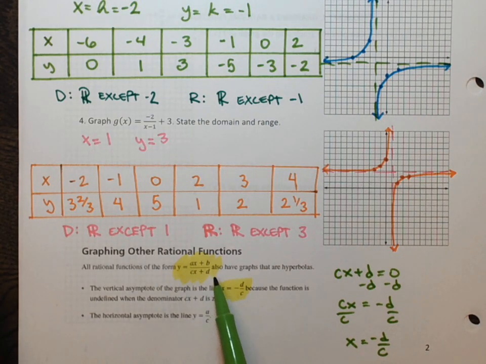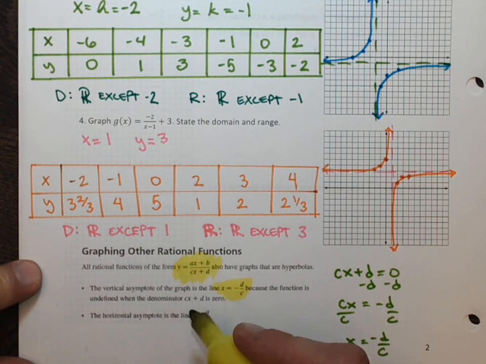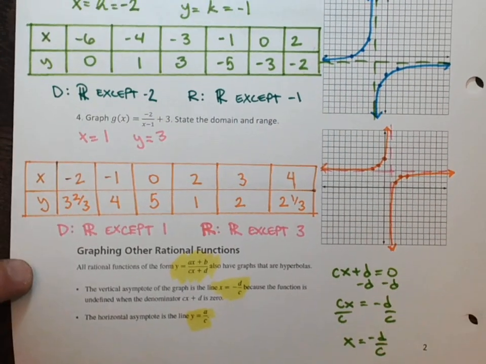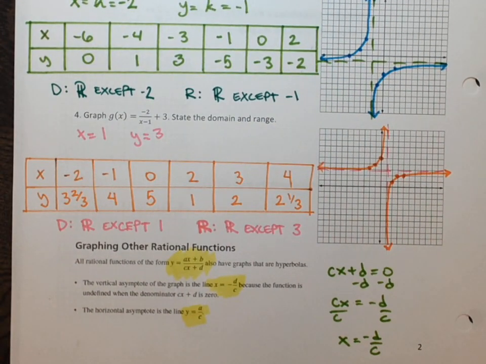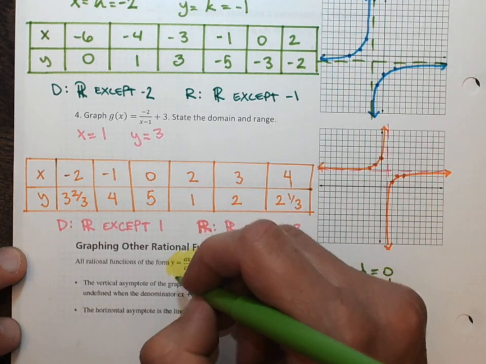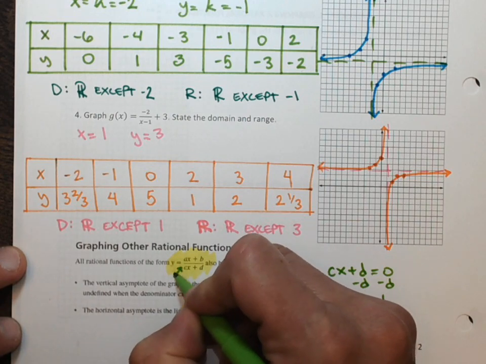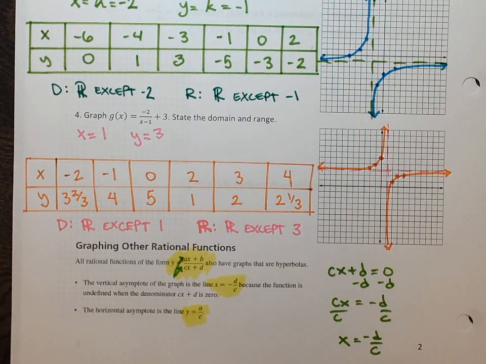Okay, so if you just want to set it equal to 0 and solve, that will work. And then our other part, your horizontal asymptote: y is equal to a over c, and that's really this a and that c right there. So it's really just those two parts right there.